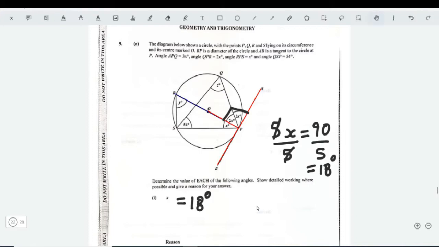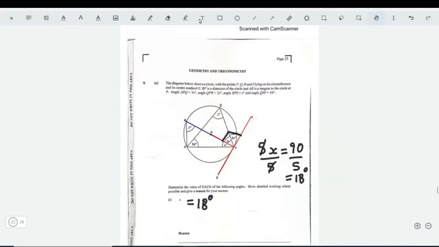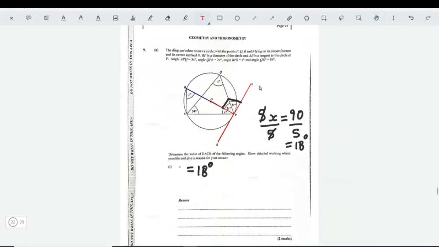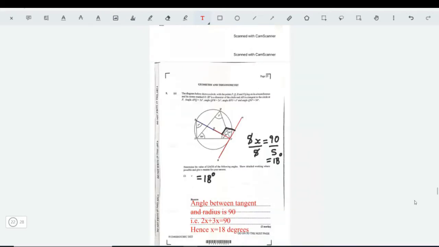What's our reason? We're going to give them the reason here. The reason is because the angle between a tangent and a radius is 90. So we can tell them that 2x plus 3x is equal to 90, so hence x has to be 18 degrees. That's the reason: the angle between the tangent and the radius is 90. We want to tell them that angle x is 18 degrees.